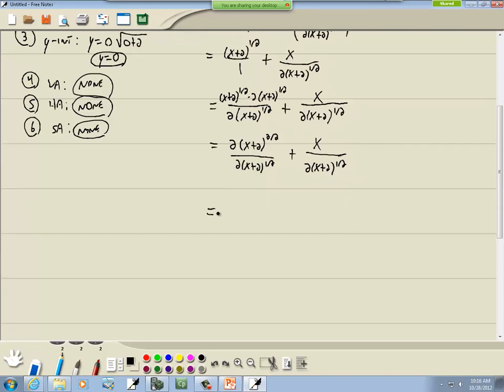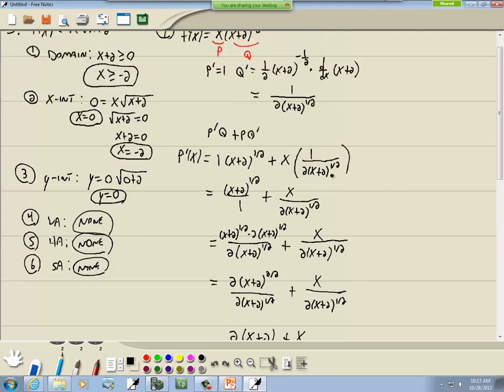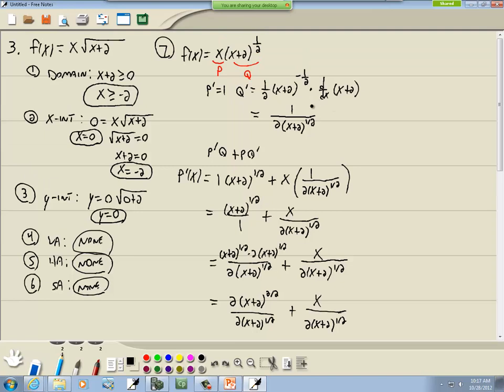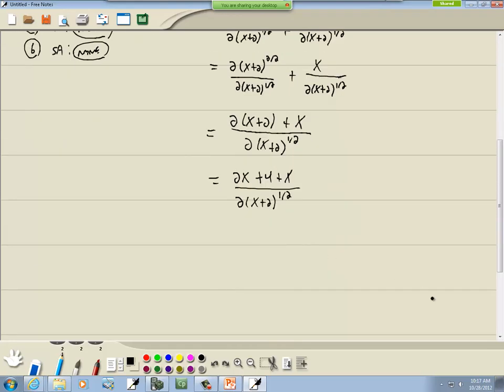Okay, so I need to merge these into a single fraction. So this will be 2 times (x plus 2). 2 over 2 is 1, plus x over this. 2 times x is 2x. 2 times 2 is 4, plus x over. I should double check myself because I wrote so small there. x plus 2, that looks good. Not worrying about writing small now because I know I can't do this all on one page. So 2x plus x is 3x. We got our single fraction.